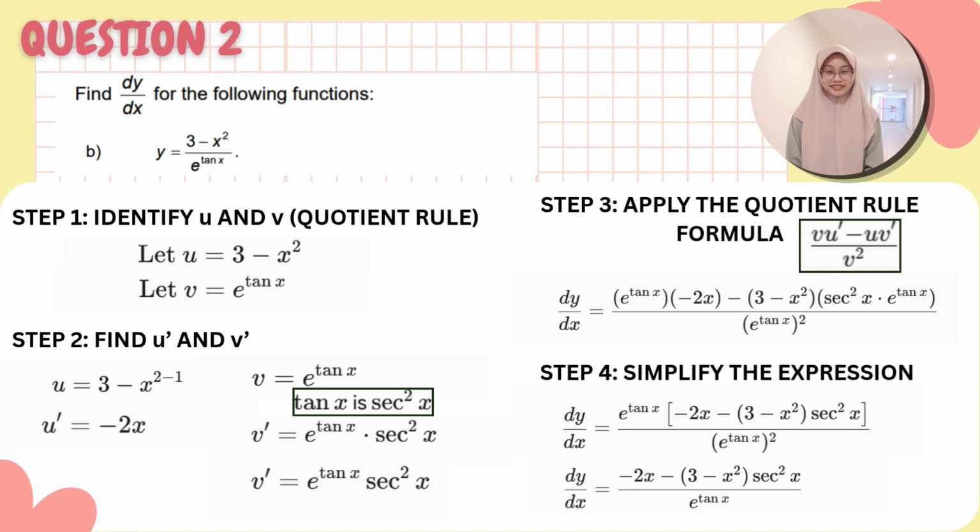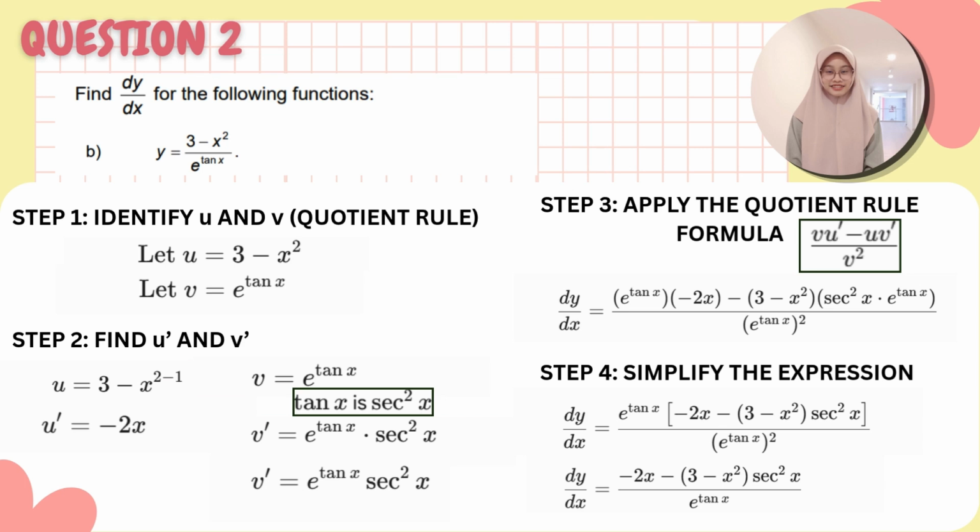For this question, our function is y equals 3 minus x squared over e to the power of 10x. Since this function is a fraction, we cannot use the product rule anymore. Instead, we must use the quotient rule. Let's set the top part as u and the bottom part as v. So u equals 3 minus x squared and v equals e to the power of 10x.